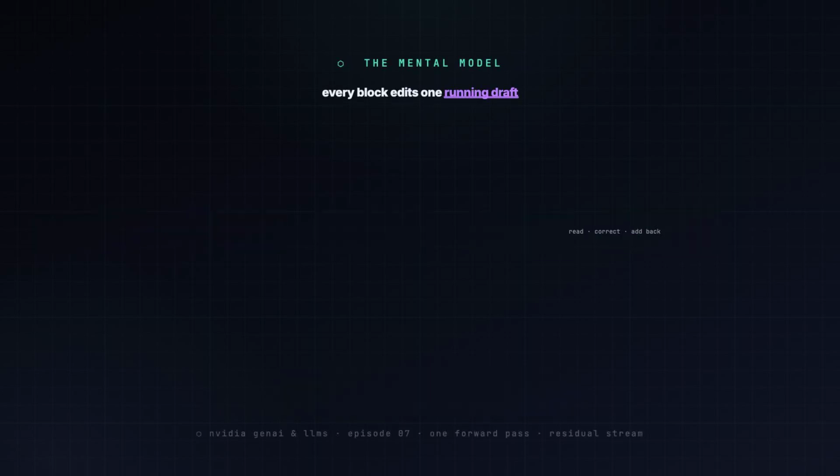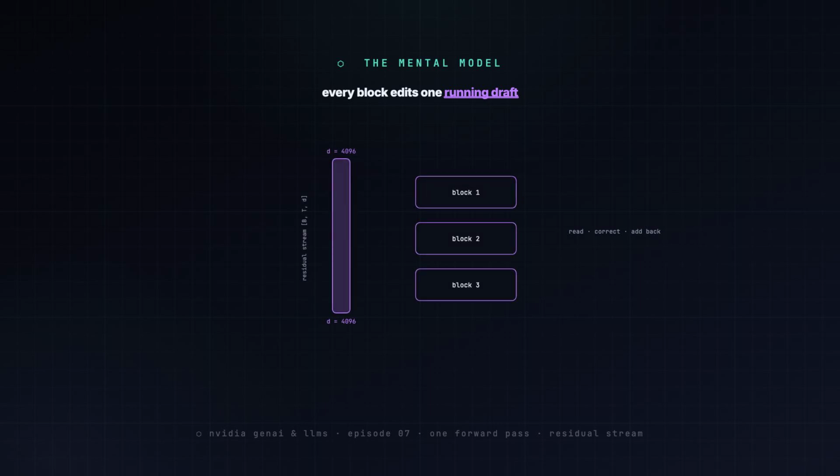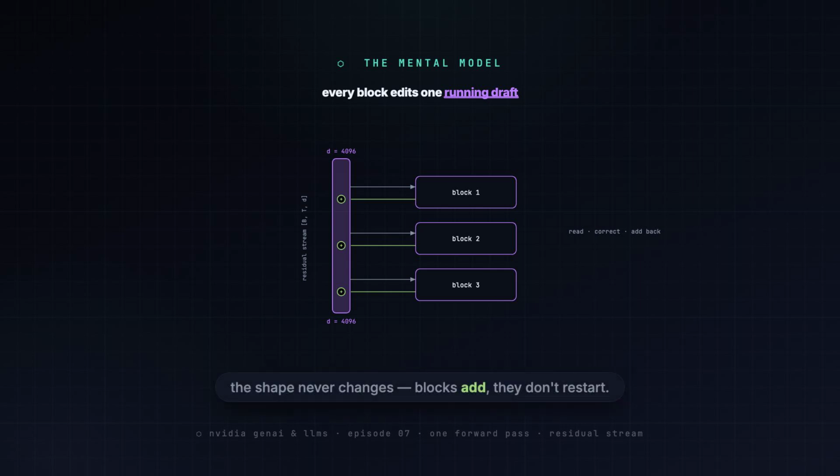Here's the idea that makes the whole thing click: the residual stream. Picture the vector as a running draft that travels straight up the middle. Every block reads the draft, writes a small correction, and adds it back. Nobody erases and restarts. That's why the shape, batch, sequence length, hidden size, is exactly the same coming out of block 32 as going into block 1.